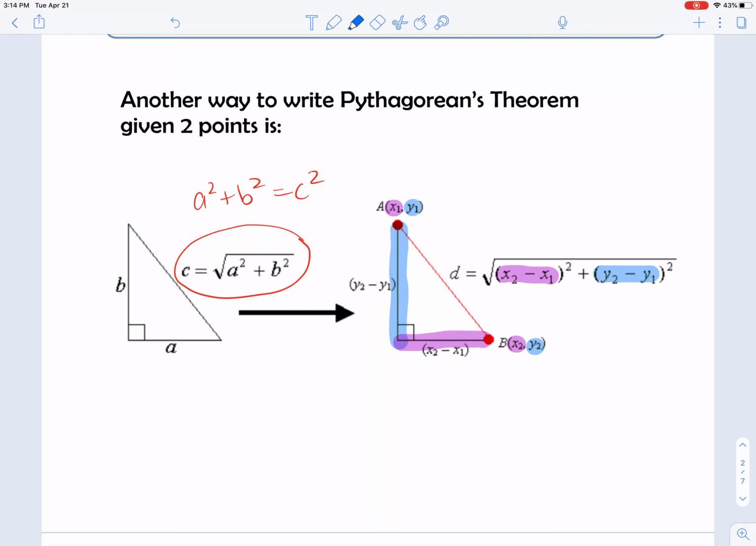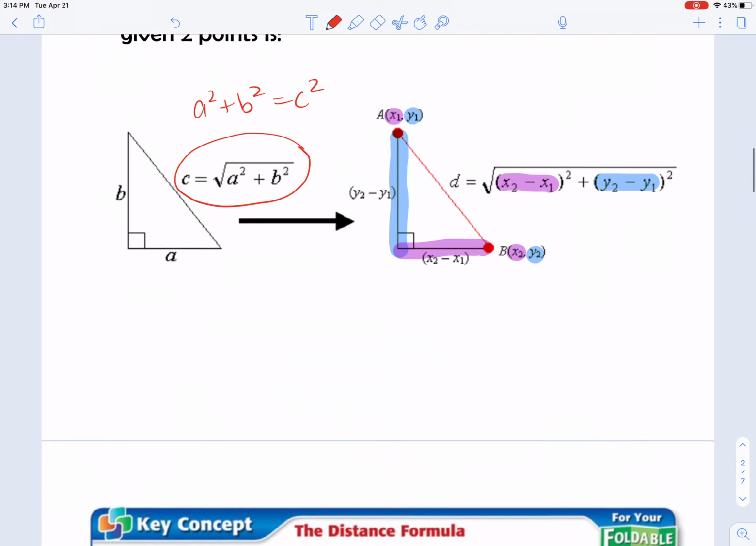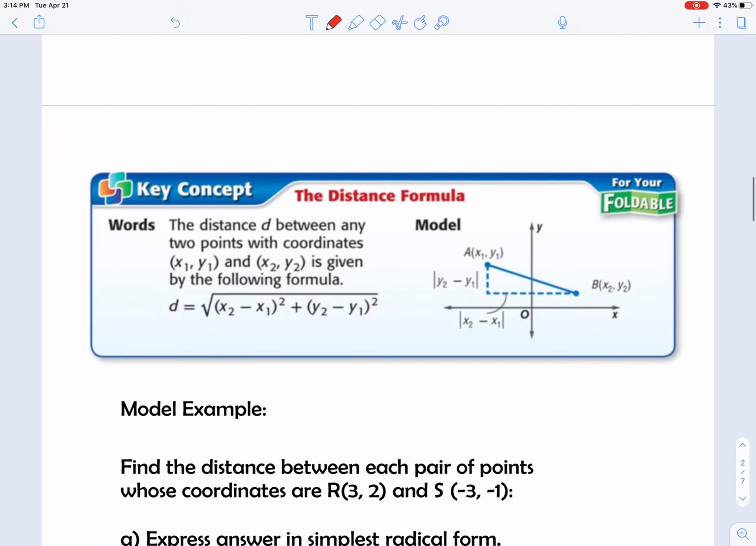You will have a choice in every problem that we do, whether you want to use the distance formula or the Pythagorean theorem. However, for the sake of today, I want you to practice both ways so that you see what you like better. Sometimes it flows nicer with the distance formula. You don't have to draw the right triangles out. I'll show you what I mean.